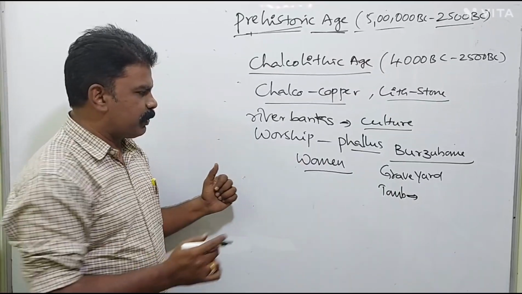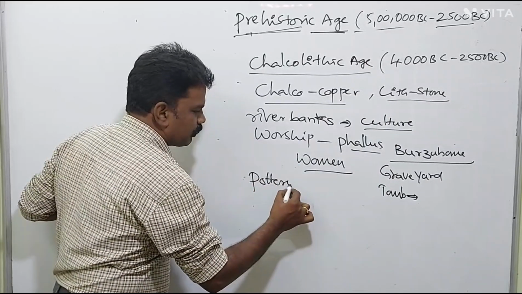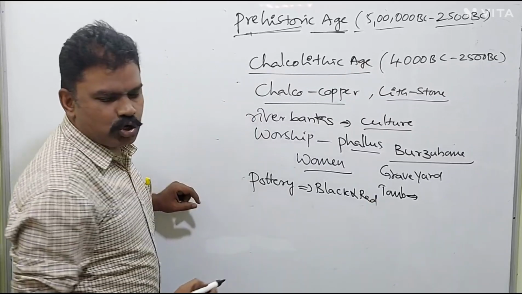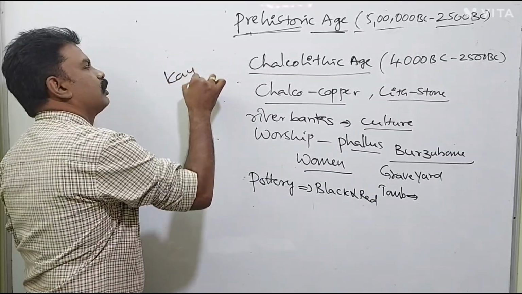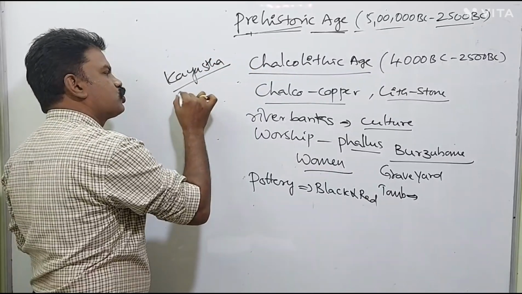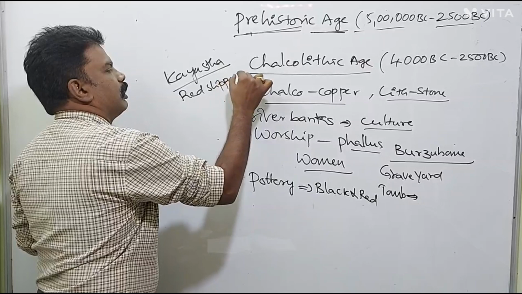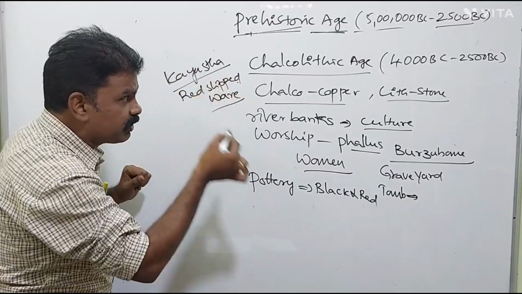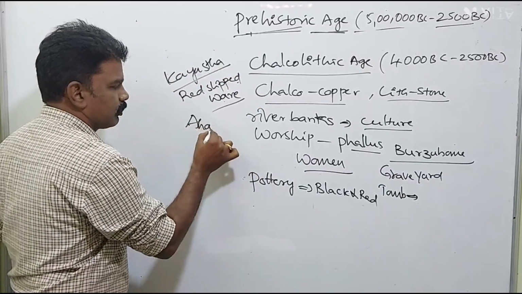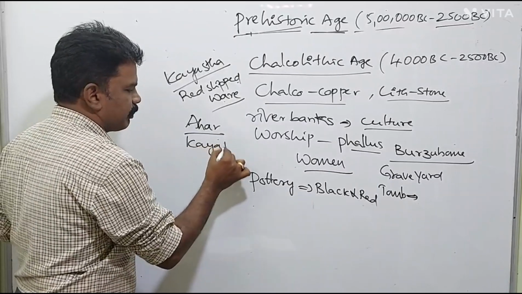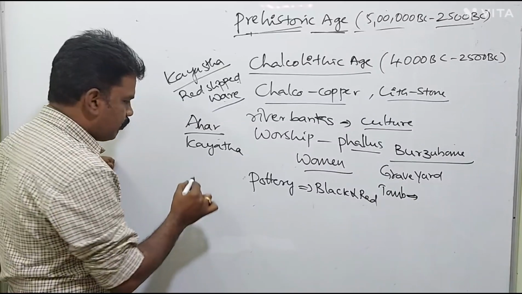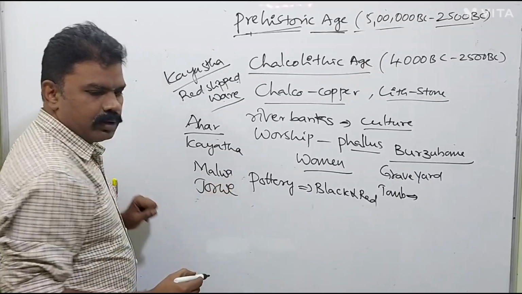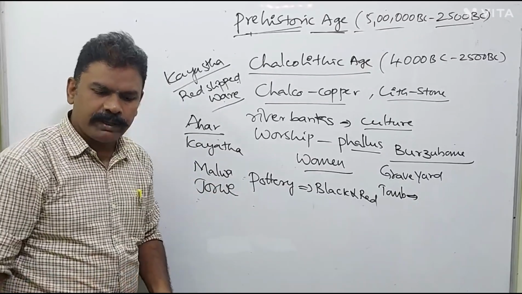What pottery did the people of this period use? Black and red pottery. But in the Jorwe and Kayatha culture of this area, they used red slipped ware. Places of this area include Ahar in Rajasthan, Kayatha and Malwa in Madhya Pradesh, and Jorwe. All these places belong to the Chalcolithic age.